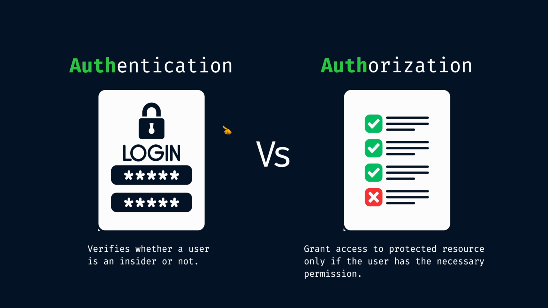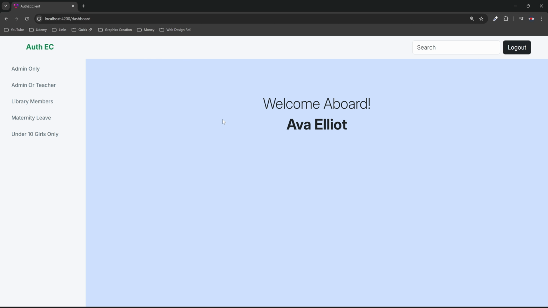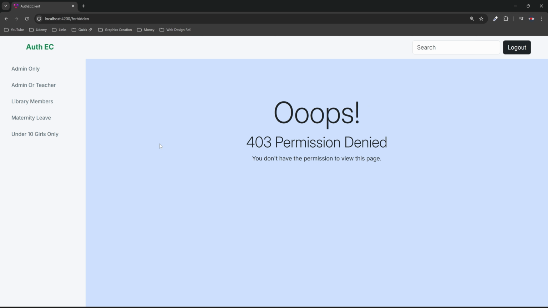Now after this video, in the next part, we'll be implementing user authorization using role-based authorization, claim and policy-based authorization, and with that, we'll be establishing protected Angular routes.